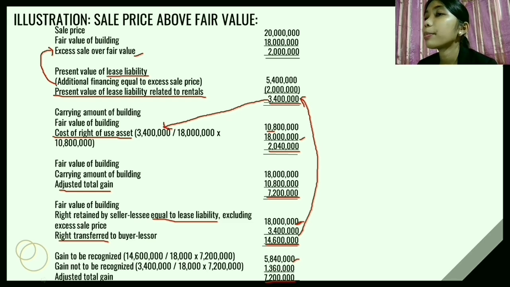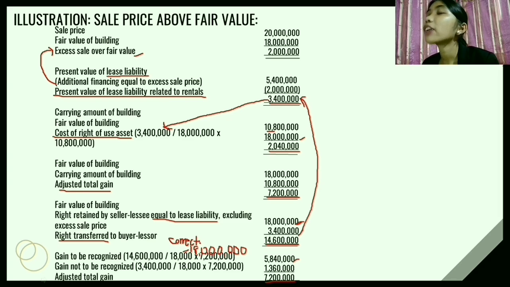Ang makukuha po natin is 5,840,000 pesos. Ngayon naman po, dun sa gain not to be recognized na 1,360,000 pesos, nakuha po natin siya by the right returned by the seller-lessee equal to lease liability over 18,000,000 multiplied by 7,200,000. After natin makuha yung gain to be recognized and gain not to be recognized, kukunin na po natin yung adjusted total gain, which is 7,200,000 pesos.